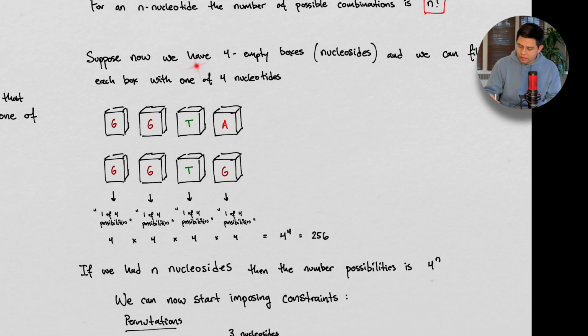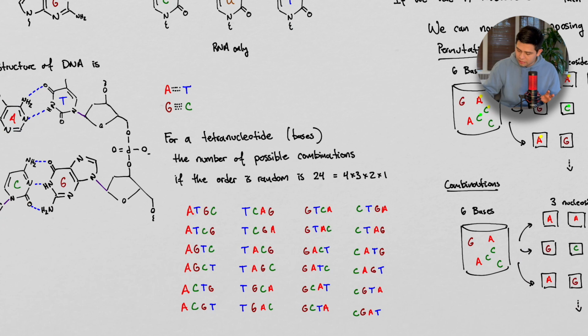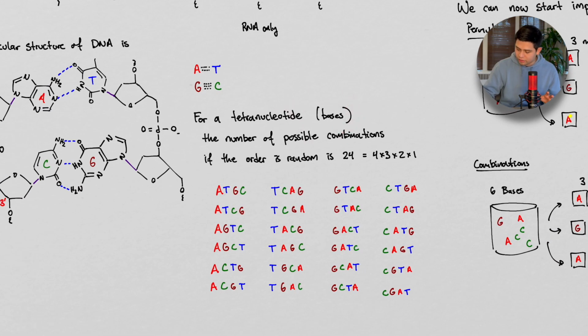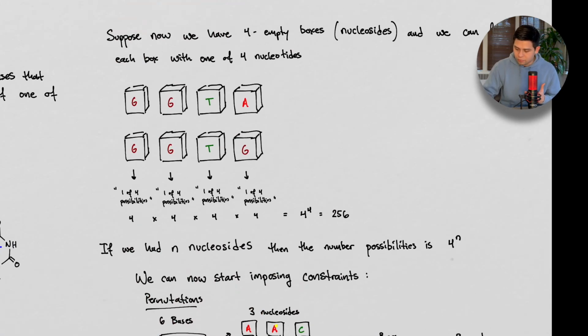So suppose now we have 4 empty boxes. What I want to do now is sort of limit. This here was us taking a look at if we had a certain number of bases. This was the base view of the combinatorial question on DNA. Now suppose we had nucleosides, right? So we have, say, 4 nucleosides, and we have an infinite number of bases at our disposal.